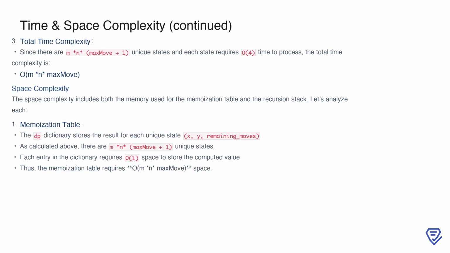Shifting focus to space complexity, we consider 2 main contributors, the memoization table and the recursion stack. For the memoization table, we store results for each unique state, x, y, remaining moves. Since there are m * n * (max move plus 1) states and each result takes 1 space, the memoization table requires m * n * max move space.